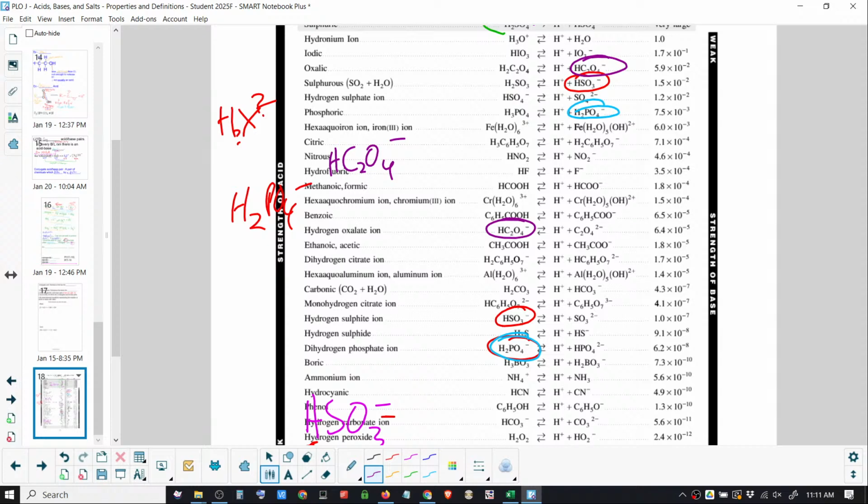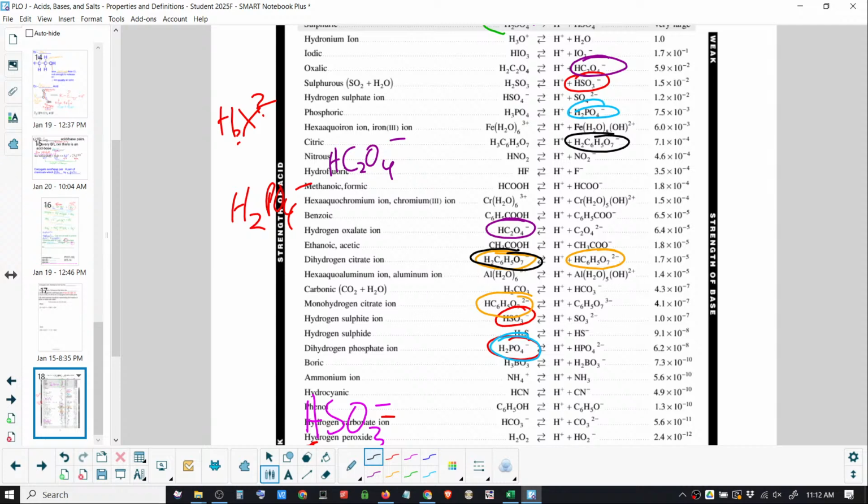What about the one that's like dihydrogen citrate ion? Is that still the same thing? H2C6H5O7 minus. Is that the same thing or does that not count? That's on both sides. Can you find another version of this one? Can you find that on both sides? Yes. Where's the other one? Citric. Oh, yeah, there it is.